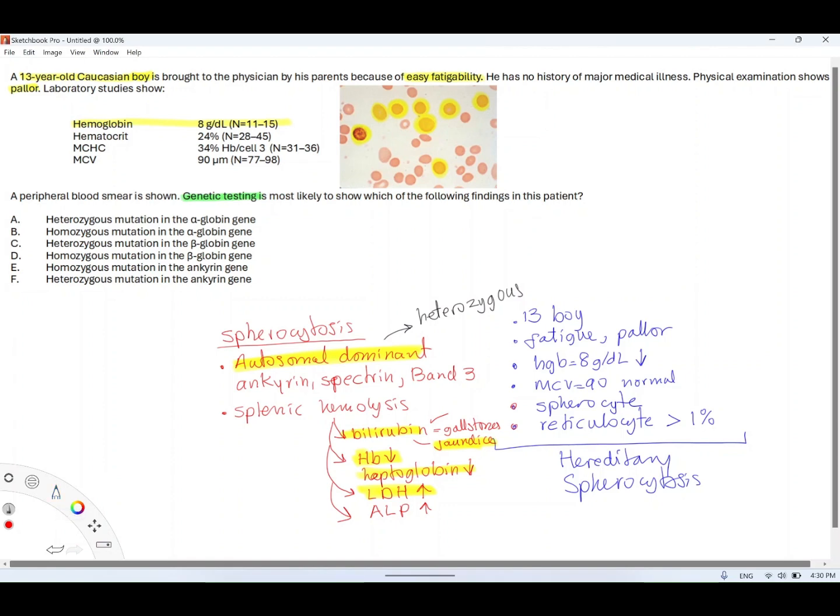Let's look at heterozygous mutation in the alpha globin gene. Alpha globin gene is not spherocytosis, that'll be alpha thalassemia. So I'm going to cross out A. Homozygous mutation in the alpha globin gene will be alpha thalassemia. Beta is beta thalassemia. Beta thalassemia is D as well. E and F are both ankyrin gene mutations, so that's spherocytosis, but we're looking for heterozygous. So our choice should be whatever is heterozygous, which is F. Hopefully this was good enough to answer this question.